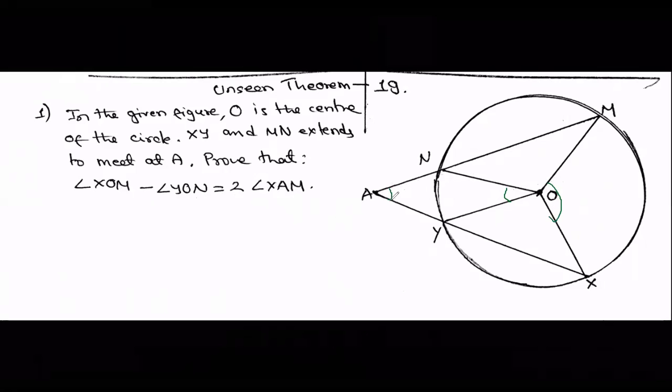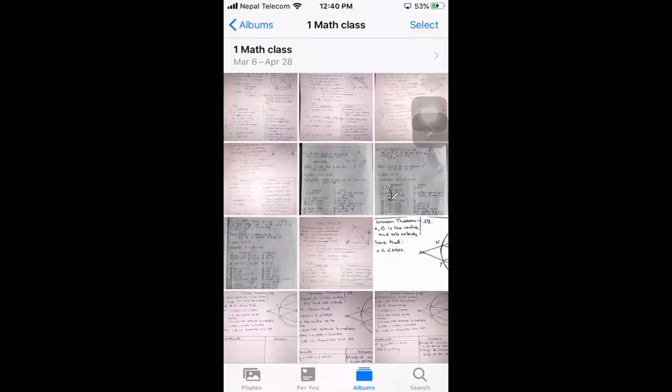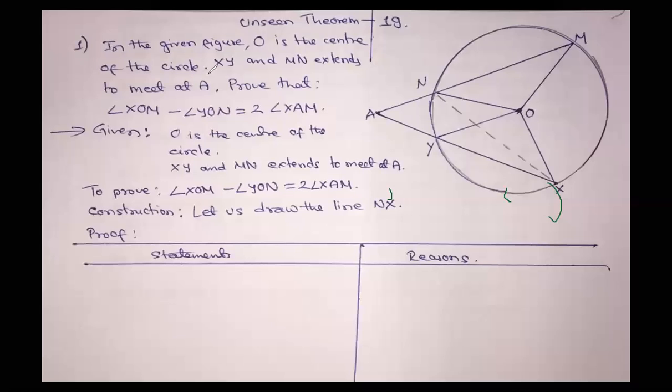Now let us write the given. In the given, you need to write down the same as the question itself: O is the center of the circle, XM and YN are extended to meet at A. Whatever is written in the question, you write down the same thing in the given, and then write what is to be proved.